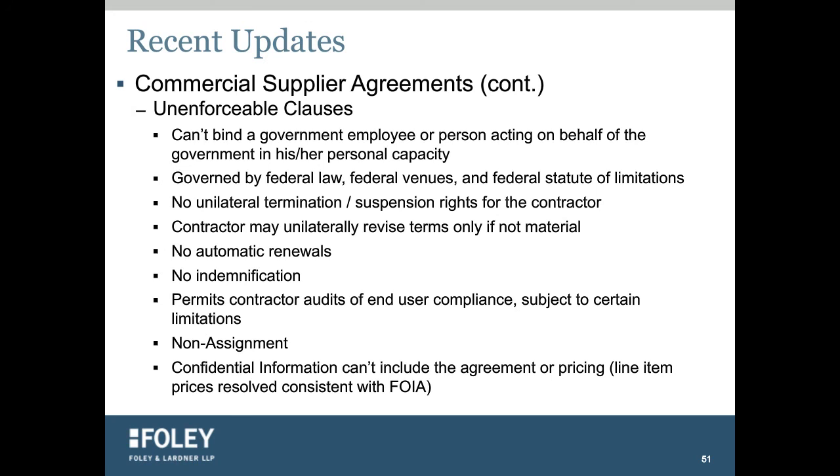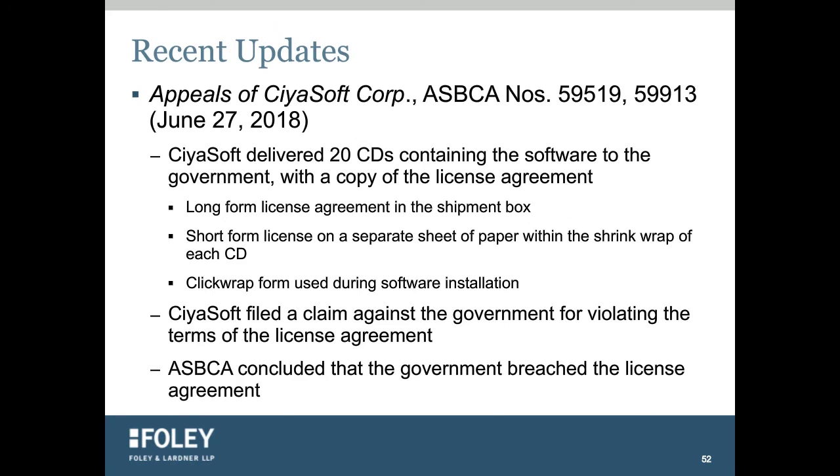The next case that I want to go into a little detail on is the Cyasoft case, because this talks about license agreements, and it had a great holding for contractors. So Cyasoft had in the prime contract that they were going to provide 20 single-user licenses of their translation software. That was their deliverable. So they delivered to the government 20 CDs of their software under a commercial item prime contract.